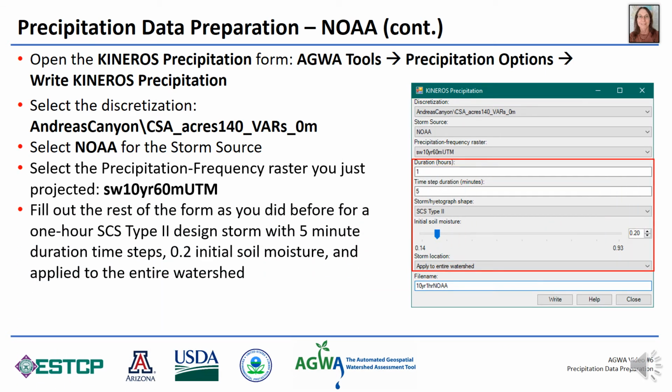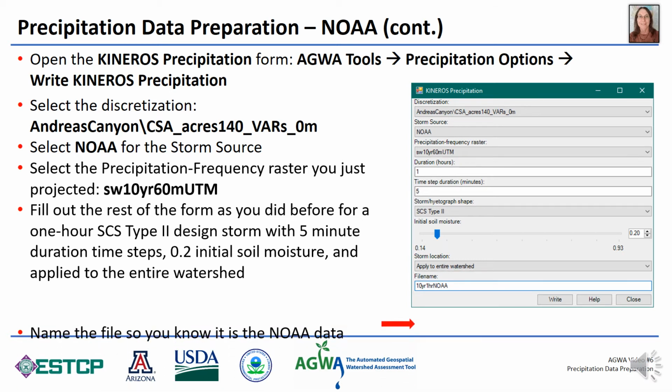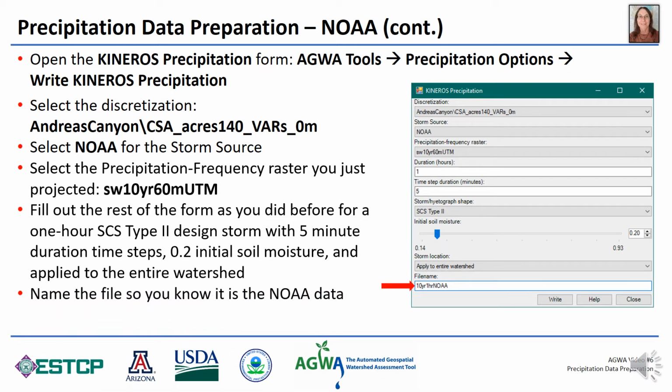Then fill out the rest of the form as you did before for a 1-hour duration storm with 5-minute time steps, an SCS Type 2 storm distribution, 0.2 initial soil moisture, and apply the storm to the entire watershed. Name the file so you know it's the NOAA data, 10-year, 1-hour, NOAA. Click Write and then Yes to confirm the file was written.